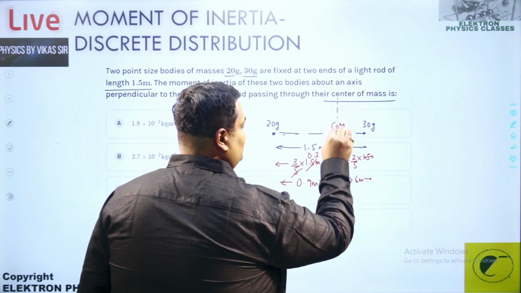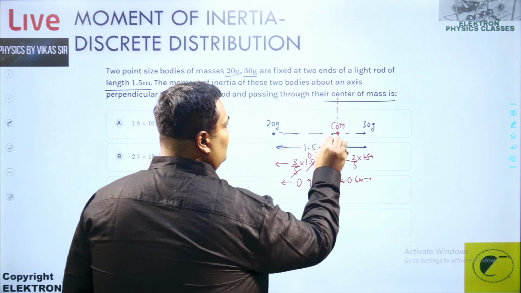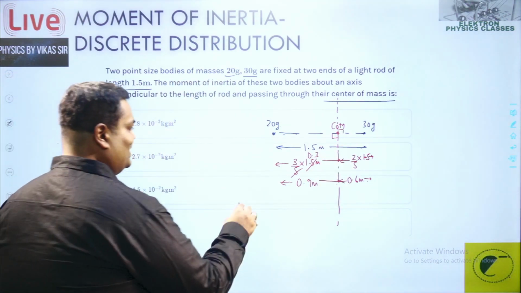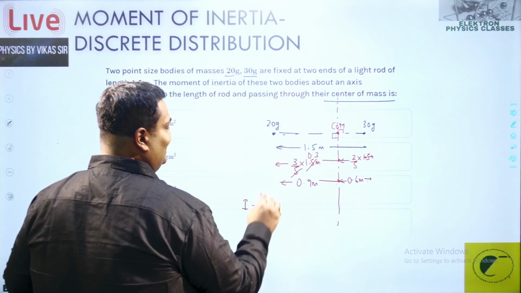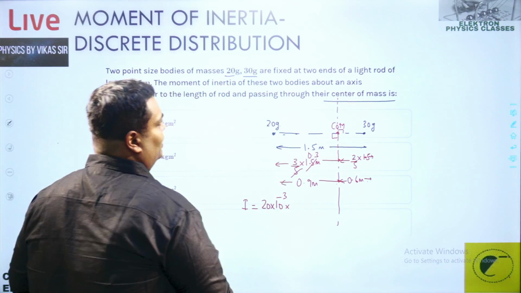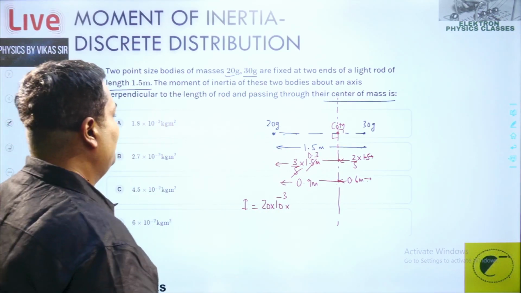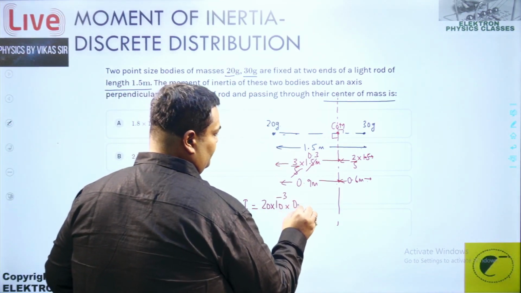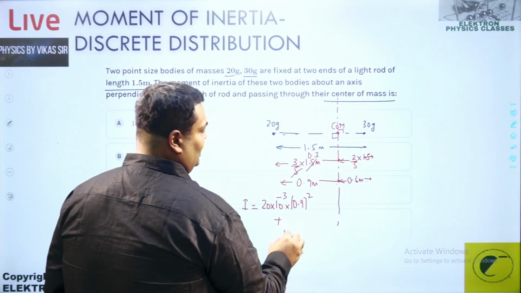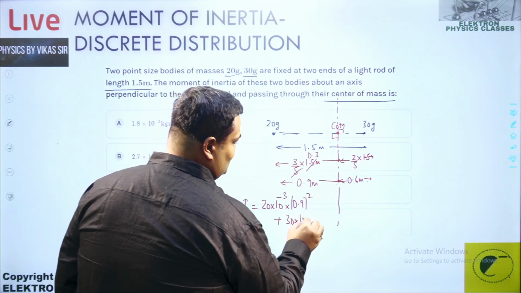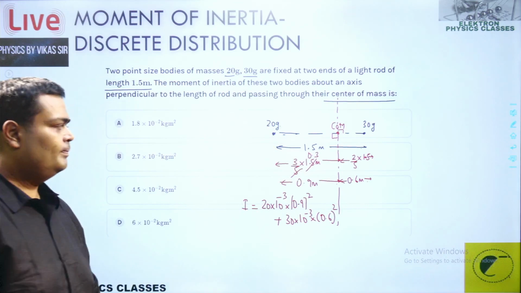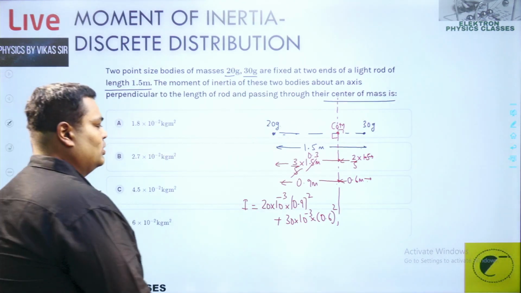So if this is the axis, we have the perpendicular distances, and we can calculate the moment of inertia about this axis. What is that supposed to be equal to? 20 gram, so 20 into 10 power minus 3 kilogram into distance square, that's 0.9 square, plus 30 gram, so 30 into 10 power minus 3 into 0.6 square. That's it. Let's see what's the value.